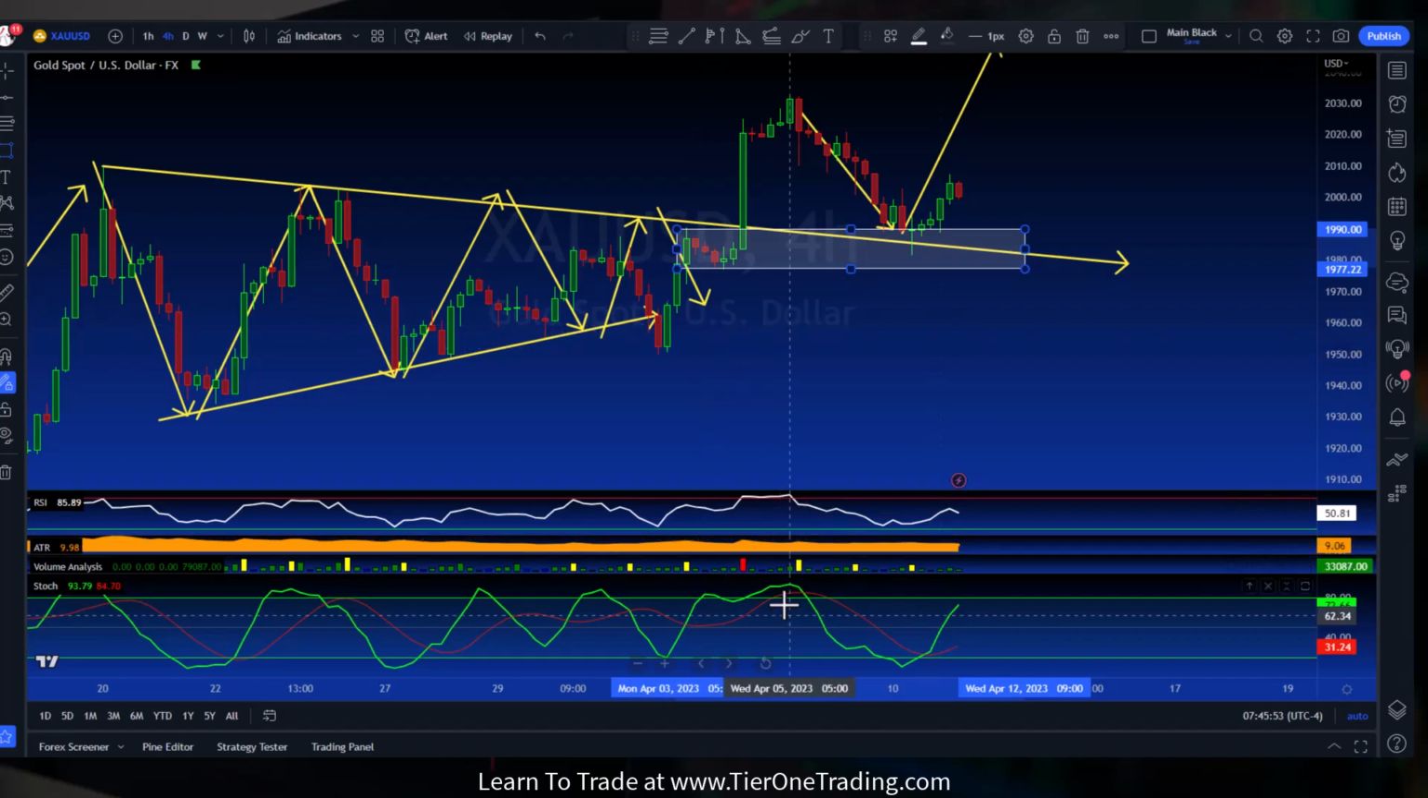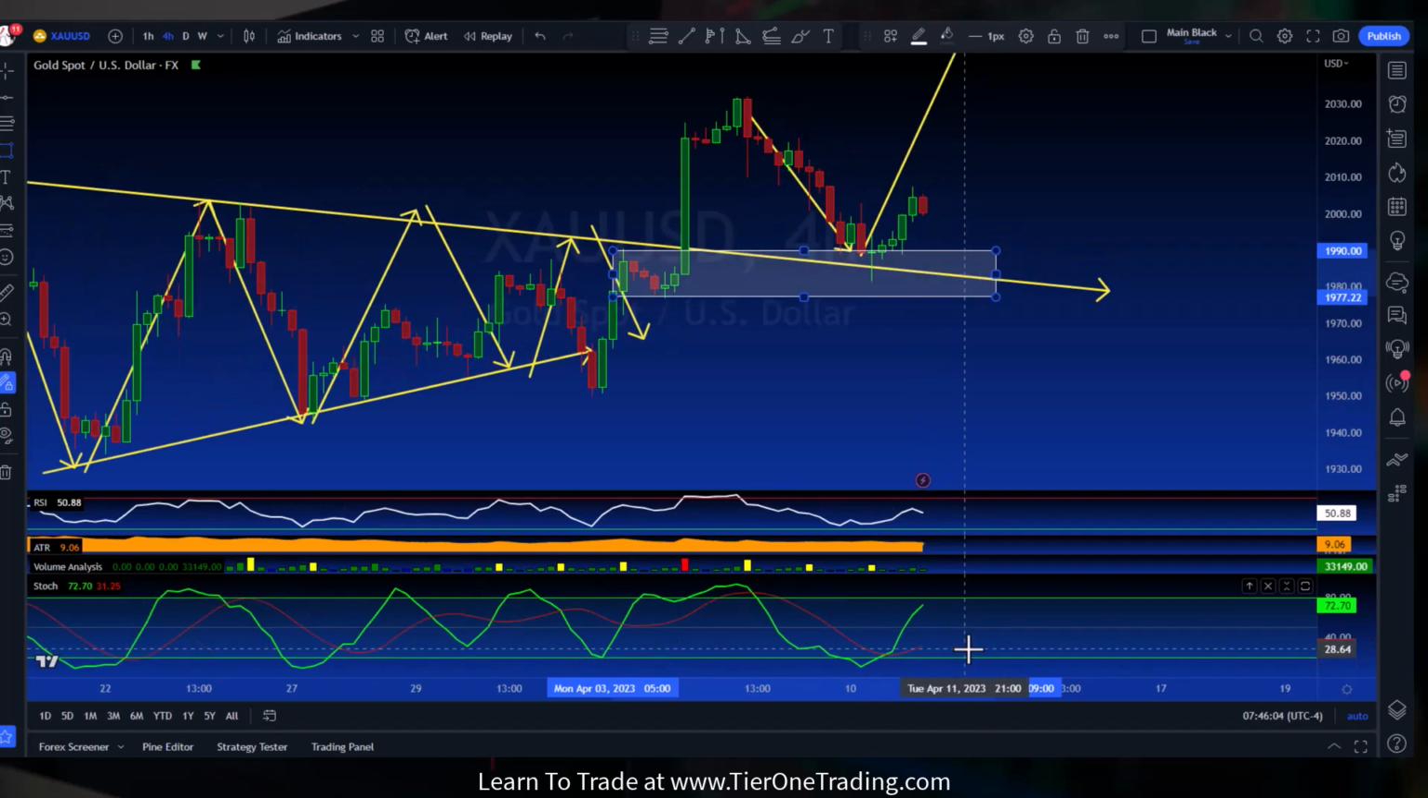So again, you're looking at the stochastics going below our quote unquote oversold line, and we're looking to cross back above and cross above our red line right here. And that is something that can be used for an aggressive entry reason. You can see that would have been right here.